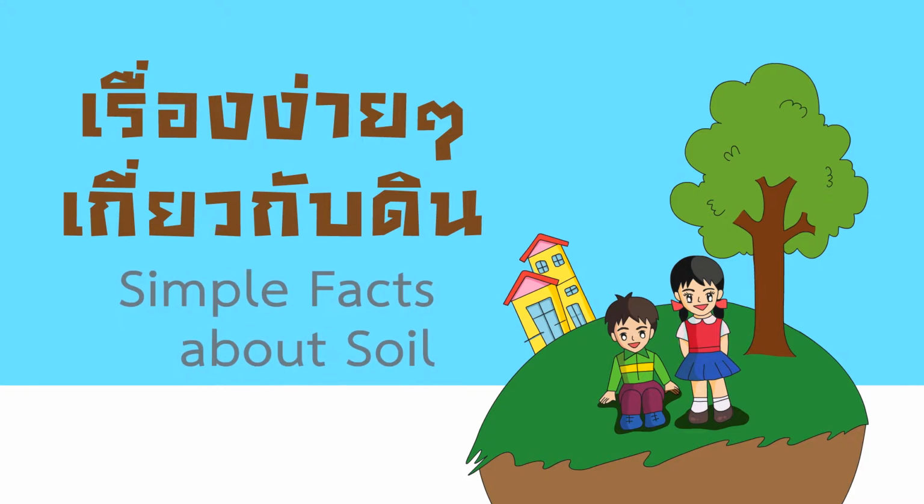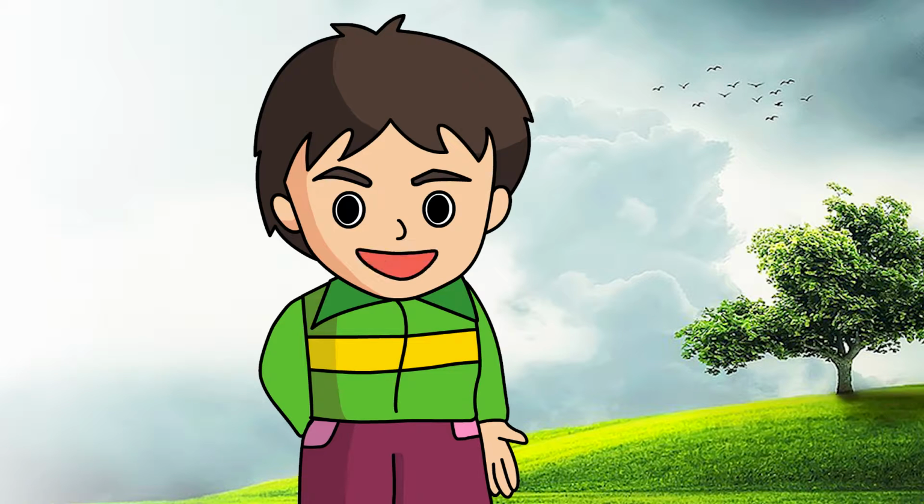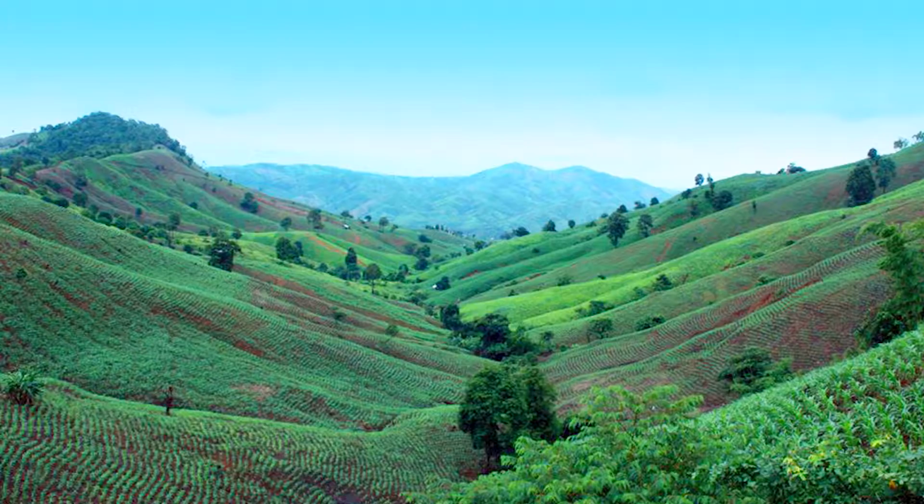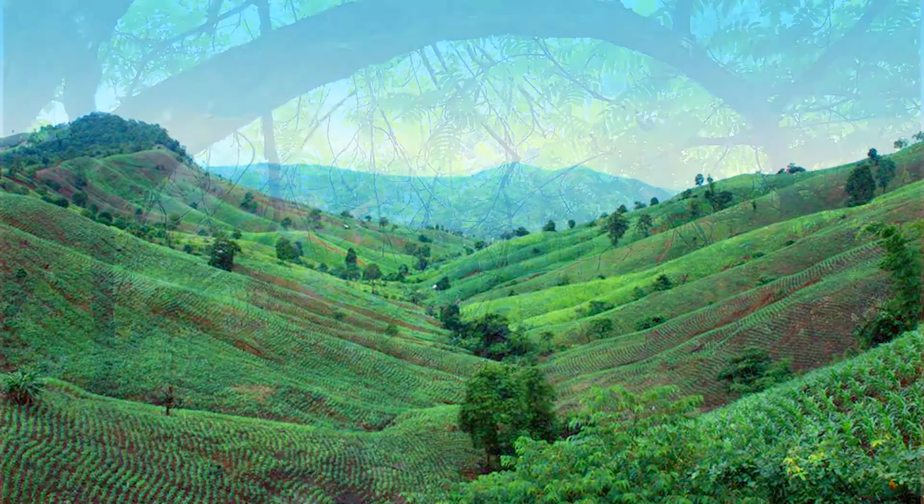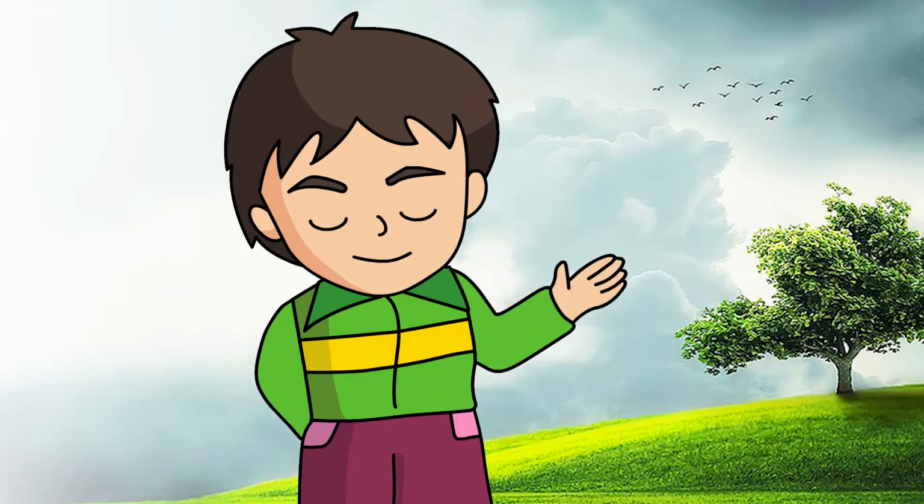Simple facts about soil. Soil is a natural resource. Soil in each area is different depending on its formation. Each area has different topography, climate, and soil parent material. Soil is vital to living things. Humans, animals, and plants have to rely on soil for living.